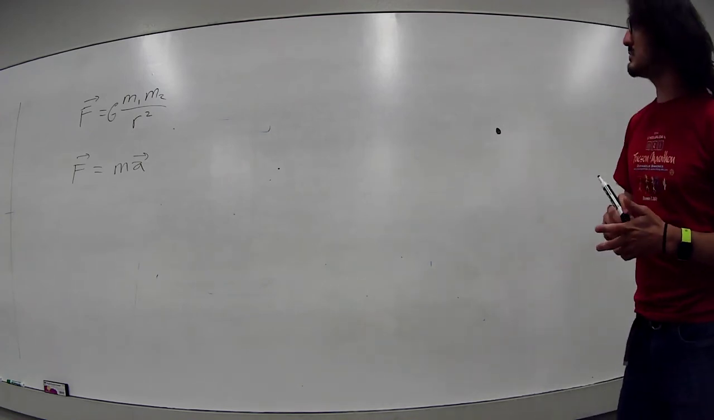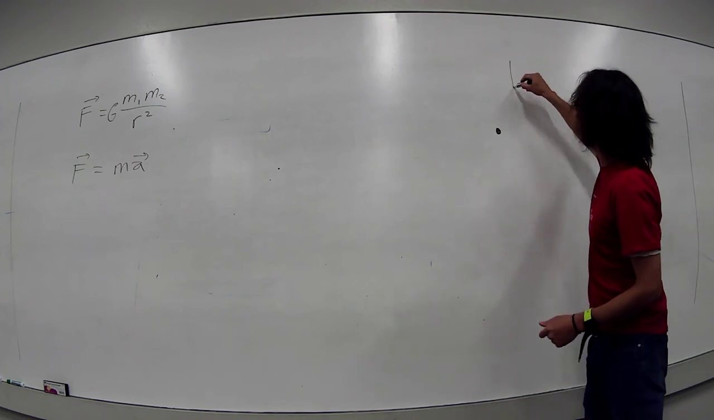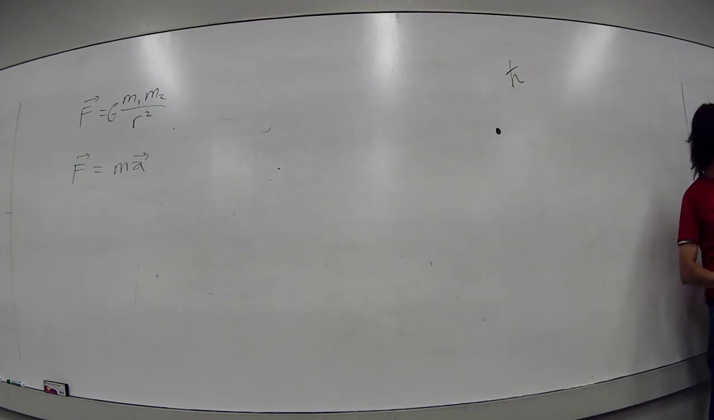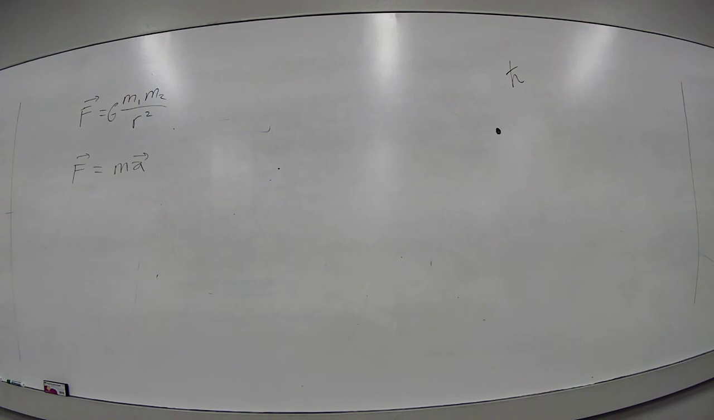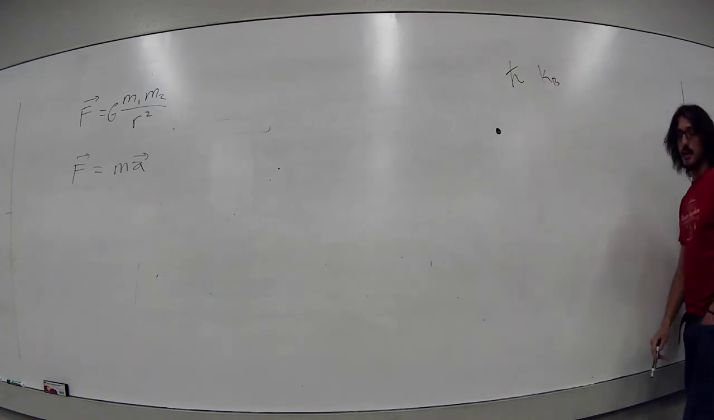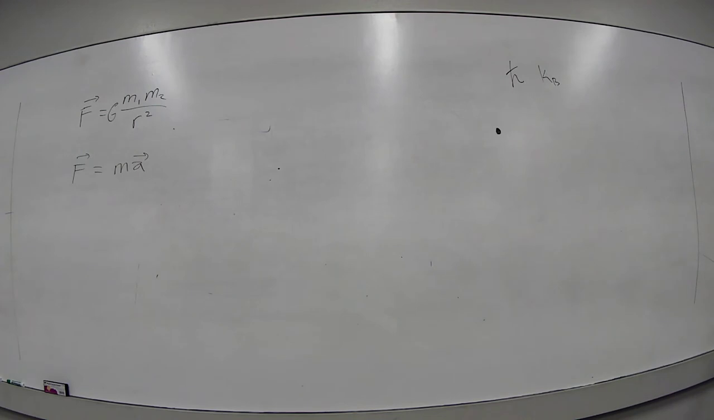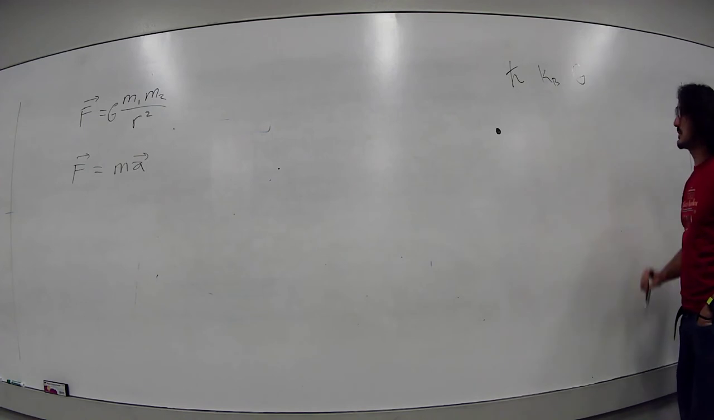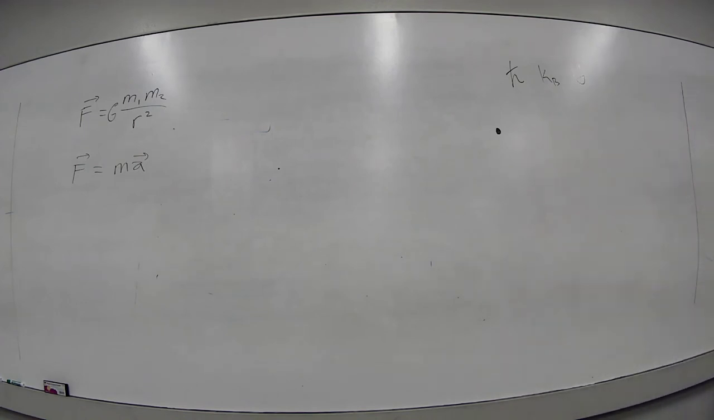So if you find this symbol, h bar, in your equation, then it is quantum, or at least semi-classical. If you find Boltzmann's constant, then it probably has to do with thermal physics. And if you find G, then you're probably dealing with general relativity or some sort of gravitation.